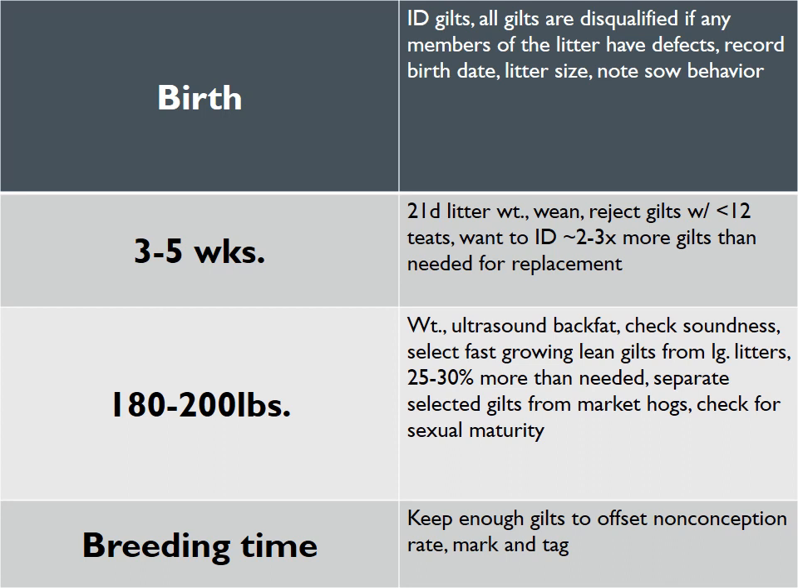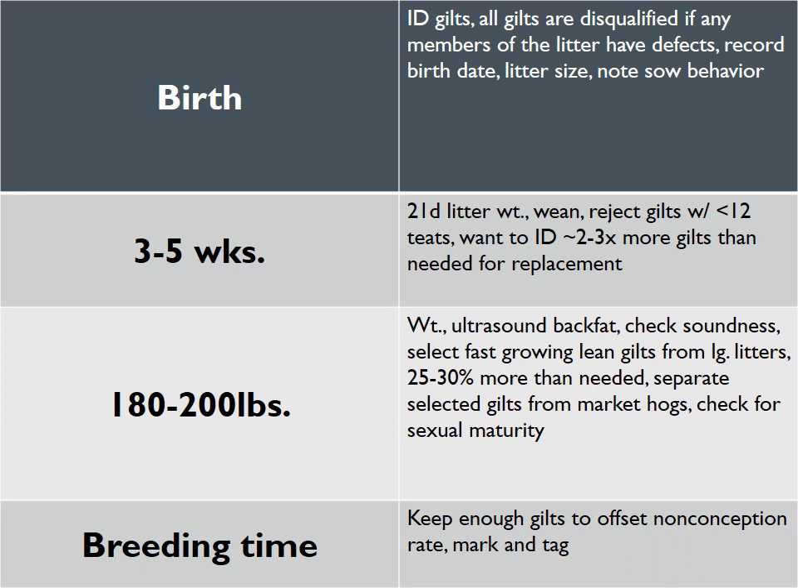So, continuing our discussion on identifying replacement pigs and keeping those pictures in mind: at birth we're going to identify all the gilts and disqualify all members of the litter if any member of the litter has a defect. So if one baby pig in the litter has an inverted nipple, we're going to disqualify all the gilts from that litter as potential breeders. The reason is they could all be carrying that genetic defect.